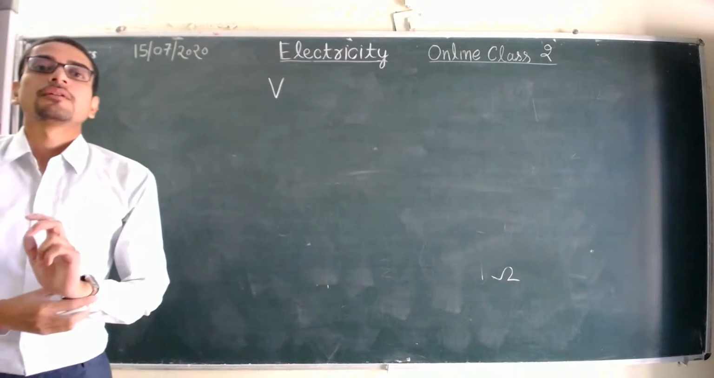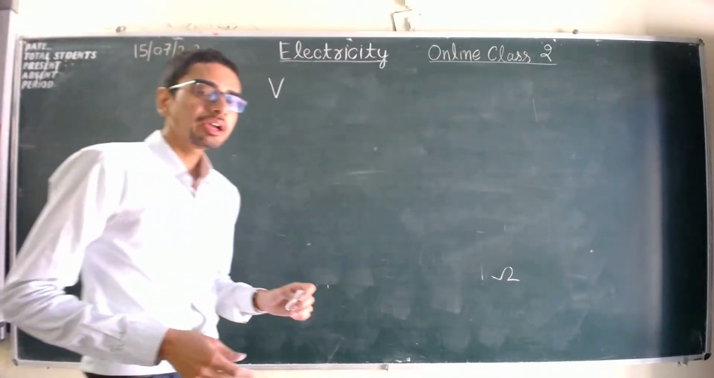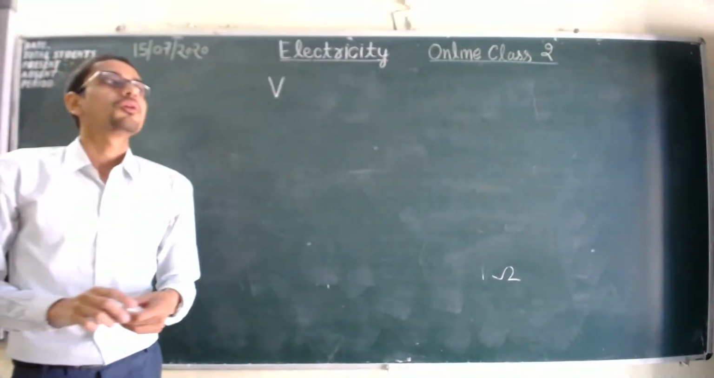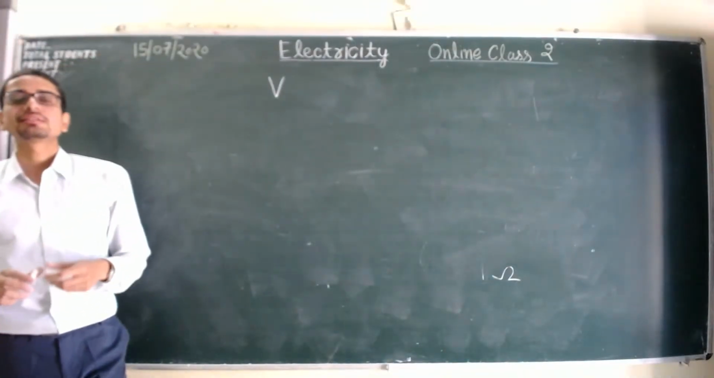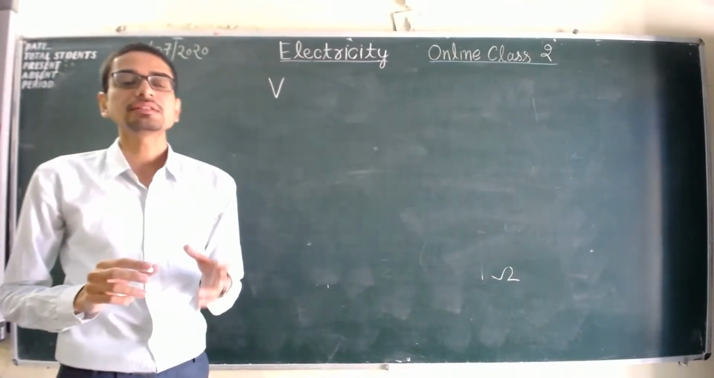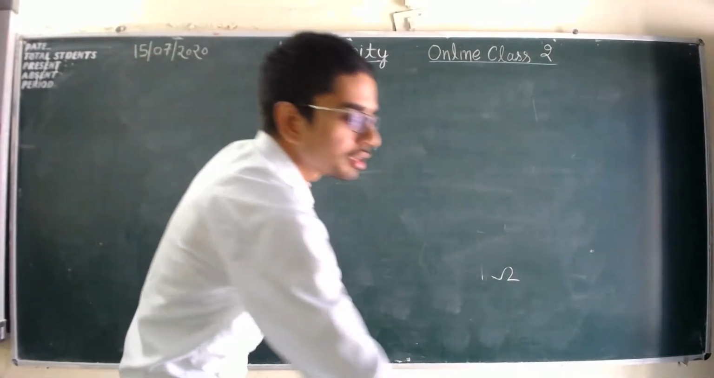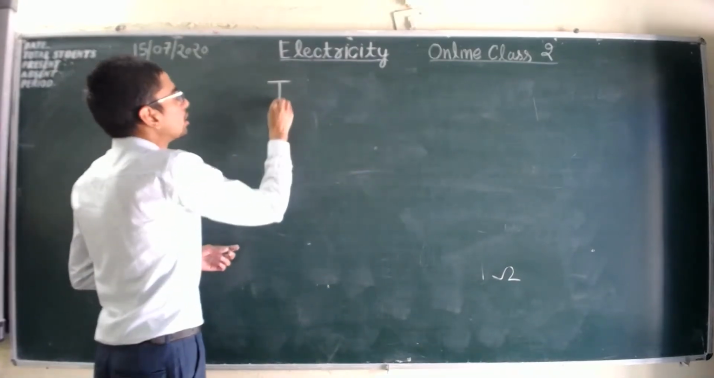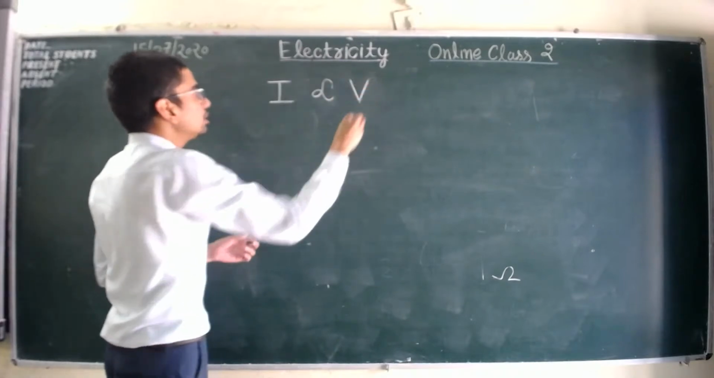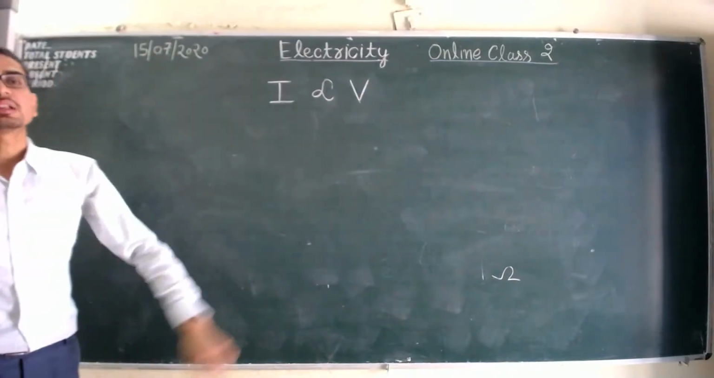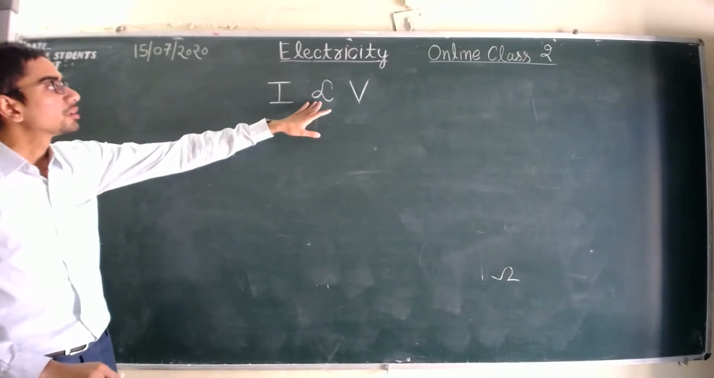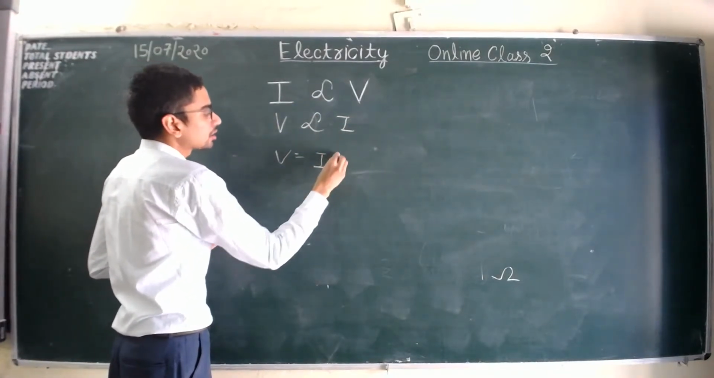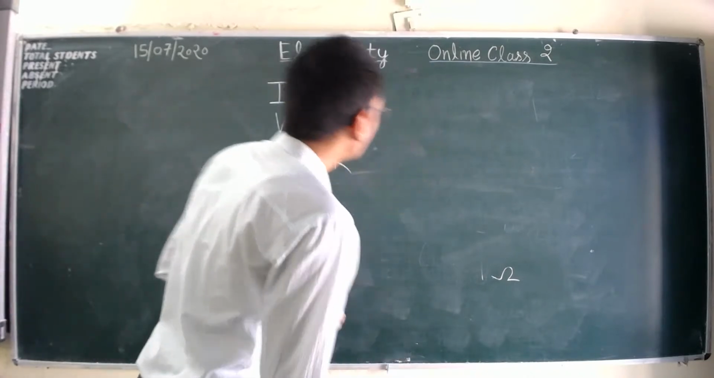That the current flowing through a conductor is directly proportional to the voltage across its ends, or the potential difference across its ends. If voltage increases, current also increases. This is Ohm's law. I is directly proportional to V. I is current, V is potential difference. So you can write V directly proportional to I. This is the basic Ohm's law.